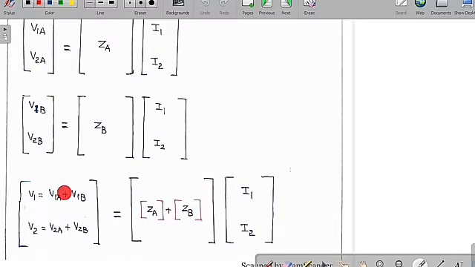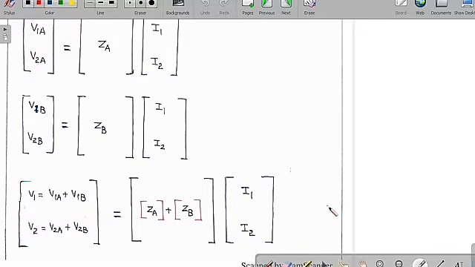But if you want the overall voltage, then you have to add these two vectors. So these two matrices you should add, then only you are going to get the overall input voltage V1. Similarly, V2A plus V2B is nothing but V2. So you should add these two matrices. Since we get common I1, I2, you have to add these two matrices, which is ZA plus ZB. So in series connection, the overall Z net is equal to Z1 plus Z2, which means you have to add the Z parameters to get the overall Z parameter of the circuit.